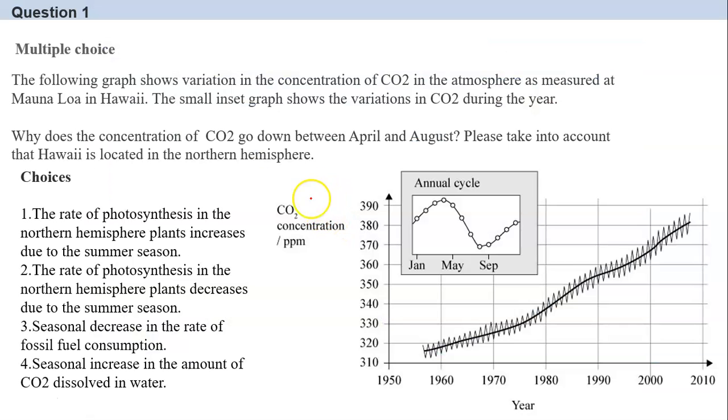Alright, let's answer this question. The following graph shows variation in the concentration of carbon dioxide in the atmosphere as measured at Mauna Loa in Hawaii. The small inset graph shows the variation in carbon dioxide during the year. It's talking about this one. The question is, why does the concentration of carbon dioxide go down between April and August? It was in here. So why is this concentration going down in this area? Please take into account that Hawaii is located in the northern hemisphere. So what do you think? Pause the video and answer the question. The multiple choice answers are here.